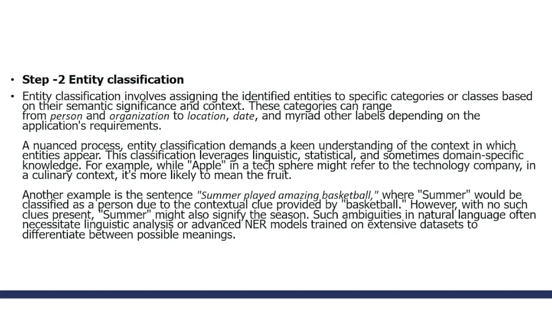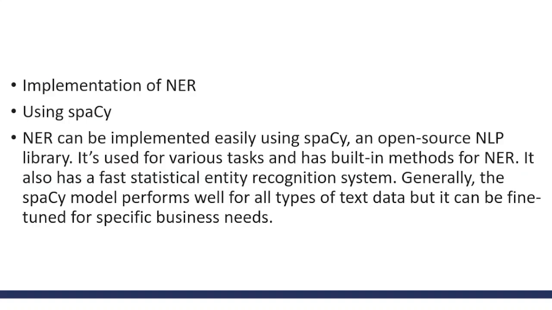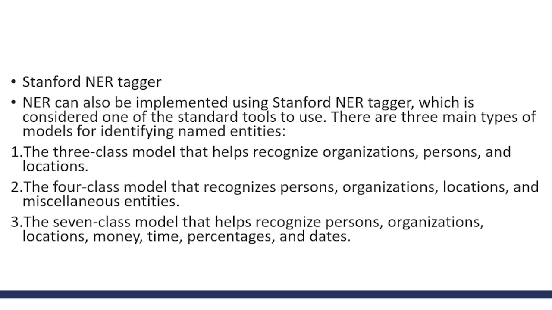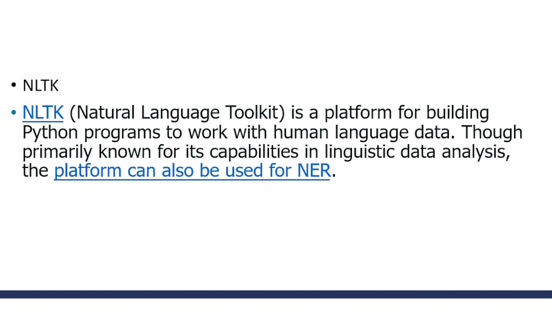Similarly, Apple is a fruit, and Apple is a technology company. It can appear in both contexts, and I will also demonstrate how it gets identified differently. So here we are going to see NER using spaCy, using Stanford NER tagger, and NLTK. These are the three ways in which I'm going to demonstrate.